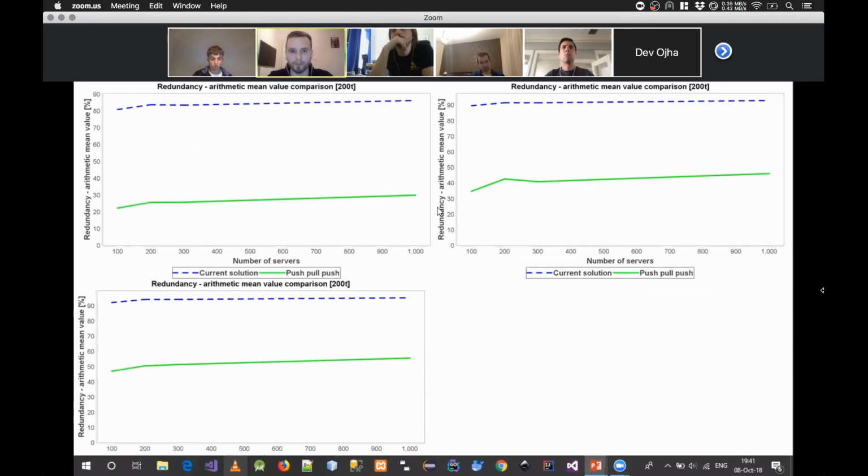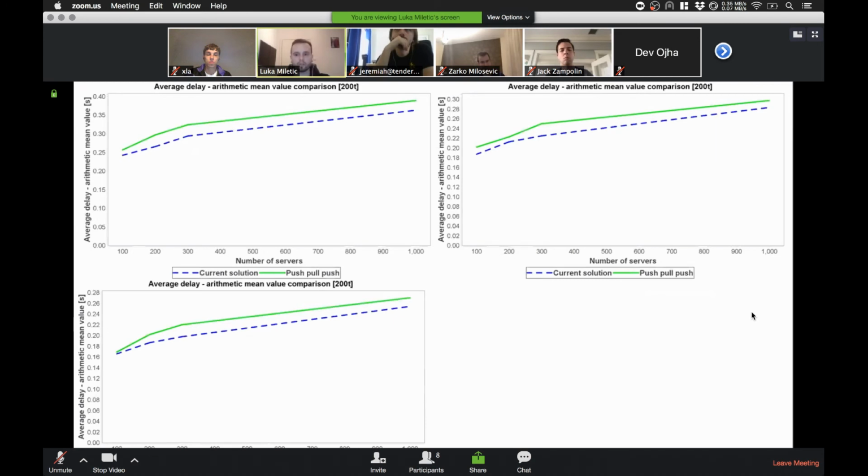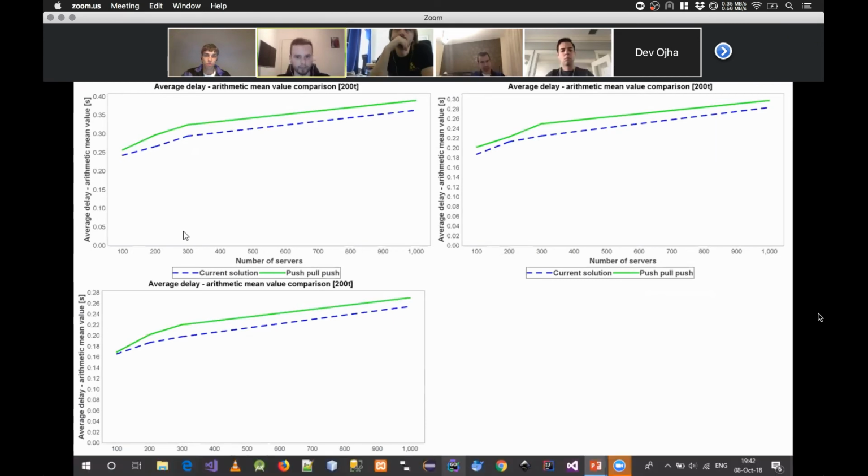As far as the other metric, delay, is concerned, there are also three charts for ln, for 2 ln, and for 3 ln. The y-axis represents the average delay expressed in milliseconds, and we may see that the push-pull-push has a slightly larger delay than the current solution, and this is also expected since the push-pull-push algorithm is a three-way handshake protocol, whereas the current solution is an algorithm which simply broadcasts information about a transaction.